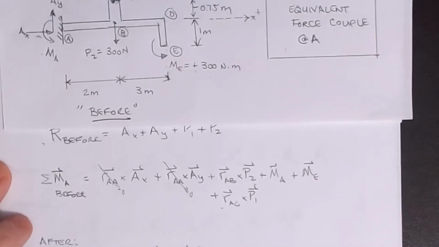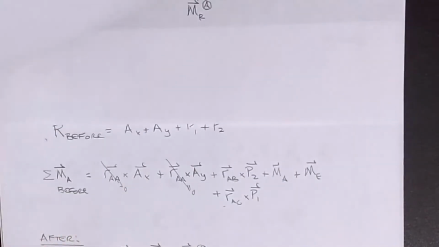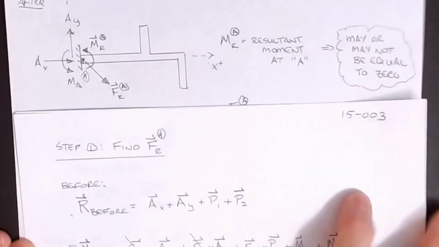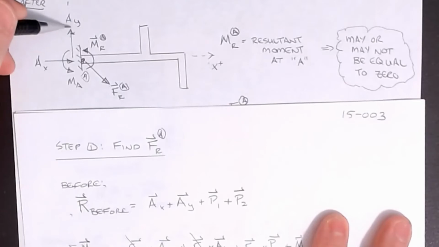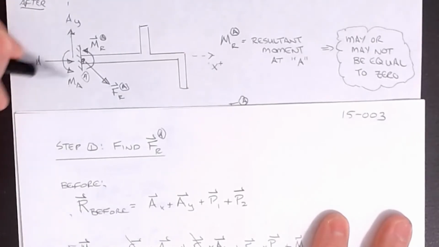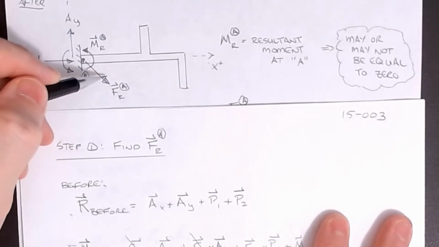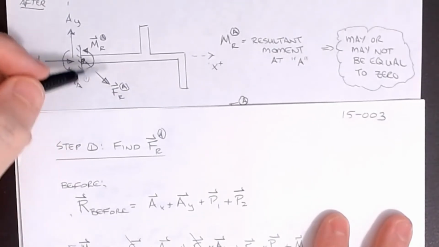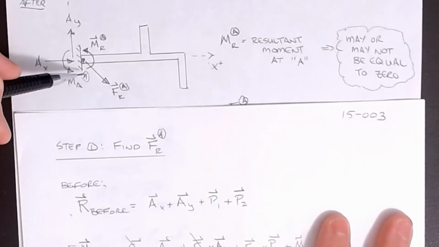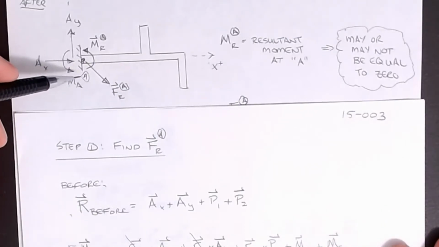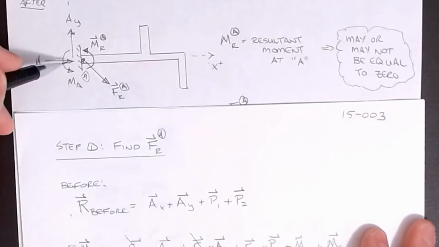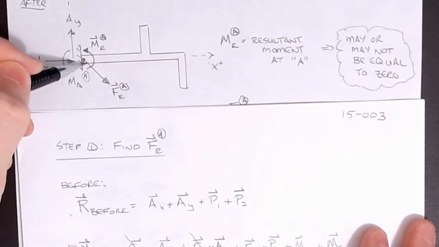Now for the after case, we can come in and look at it. It's pretty easy that the AX, AY, and MA moments are all the same as they were before. MR is a concentrated moment, and then this FR that we just found, that we're looking to find, will be the moment at A. We'll have an RAA on that as well. So we're doing things a little bit out of order.